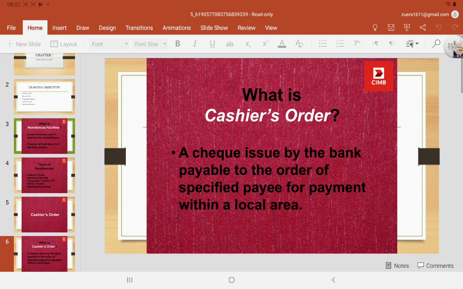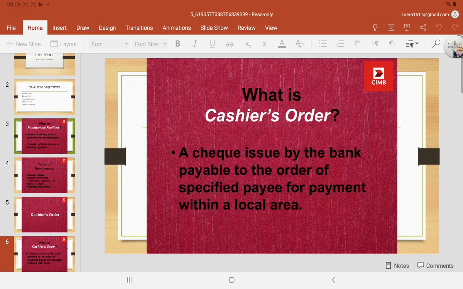Compared to a check, a cashier order is a check issued by a bank, and usually this type of remittance does not have default in payment. So let's say you are a businessman or businesswoman, and in order to have a safe transfer of payment to a third party, usually you will use this remittances product, the cashier order, to transfer the payment to the other party.